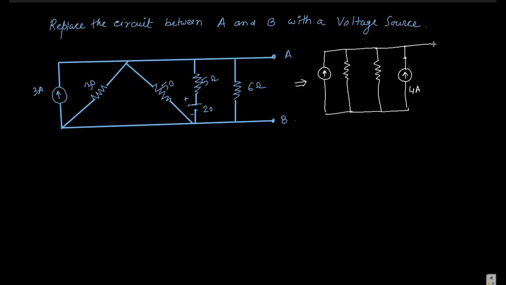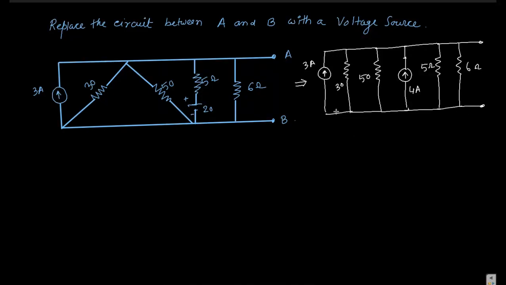So the 5 ohm resistance should be kept intact. This is the 5 ohm resistance, this is the 50 ohm, this is the 30 ohm, this is the 3 ampere, and here another resistance is there, this is the 6 ohm. Now you can solve this.